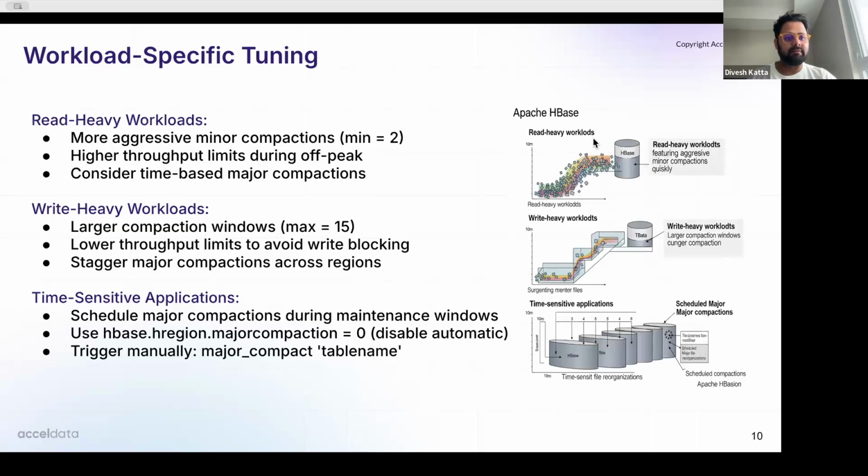For write-heavy workloads like IoT data ingestion or real-time logging, you need to balance the compaction overhead against write throughput. Too much compaction can create write bottlenecks.